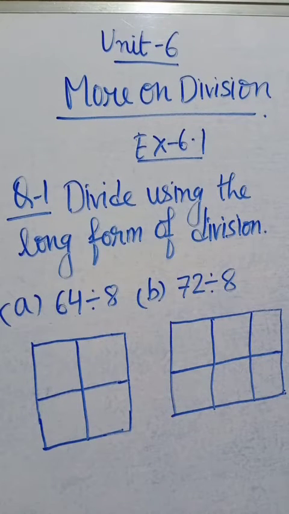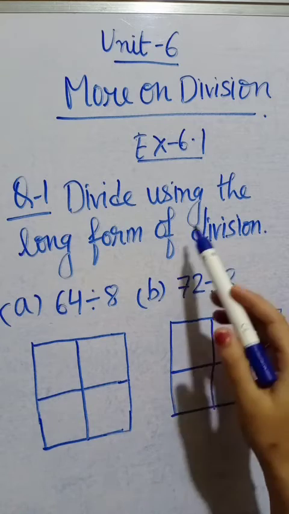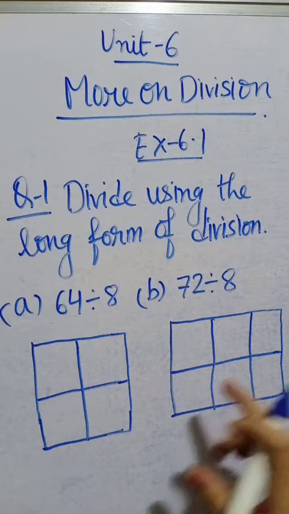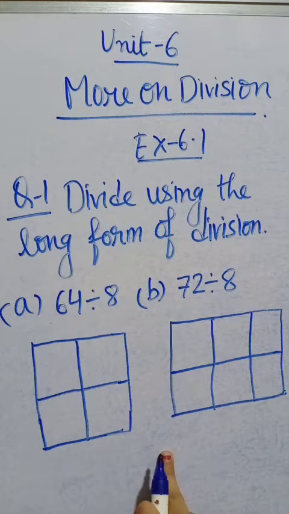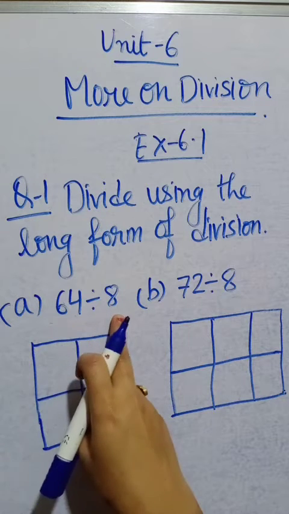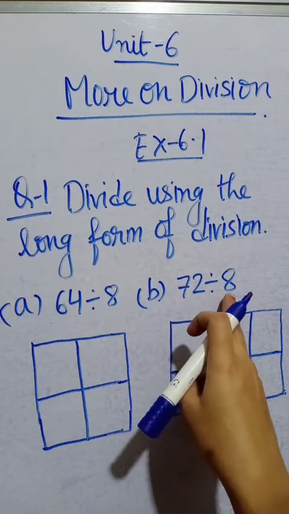Now students, we have to start exercise 6.1. Question number 1. Divide using the long form of division. We have to use the long form of division, means the long division method. It is a box method of the long division method. We can say that it is method 1 of doing the long division method. So the first part is 64 divided by 8 and the second part is 72 divided by 8.